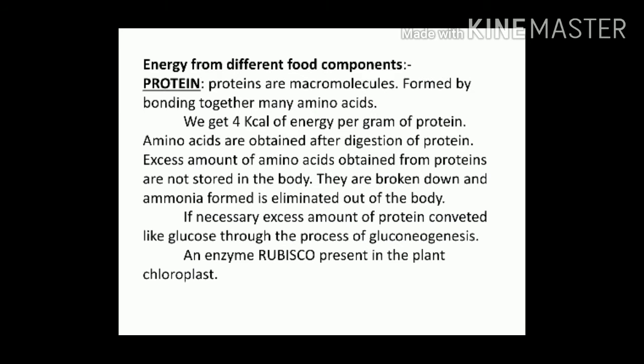Excess carbohydrates are stored in the liver and muscles in the form of glycogen. Proteins are macromolecules bonded together by many amino acids. We get 4 kilocalories of energy per gram of protein.